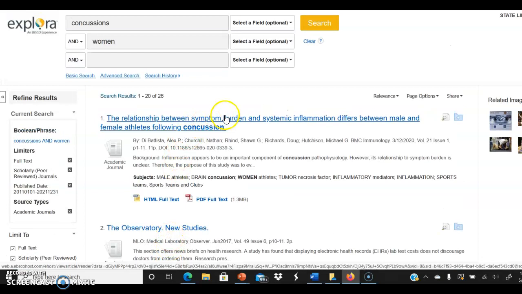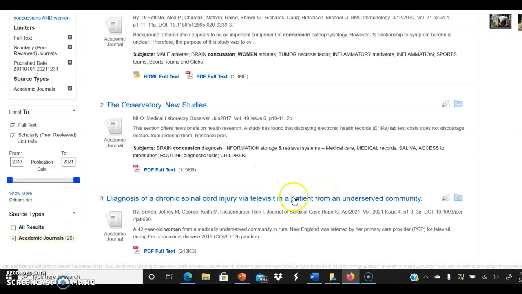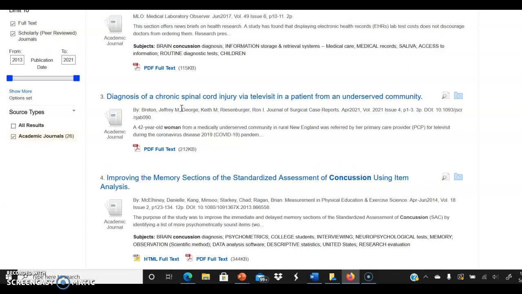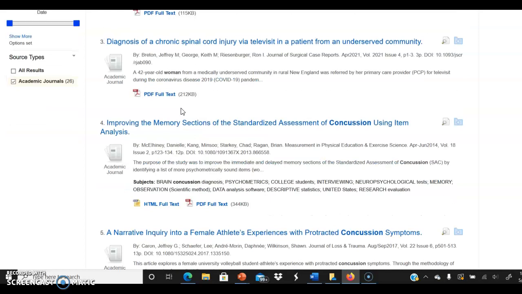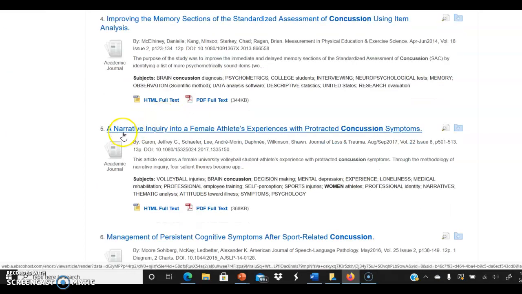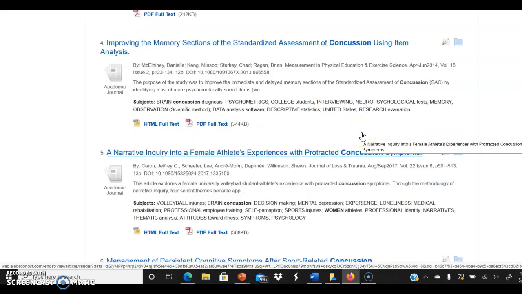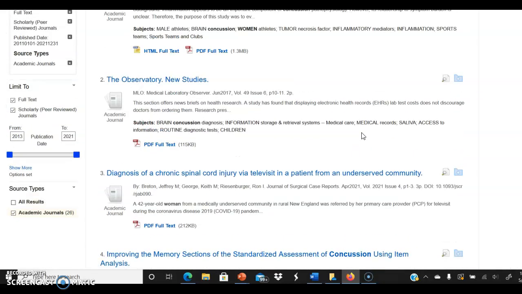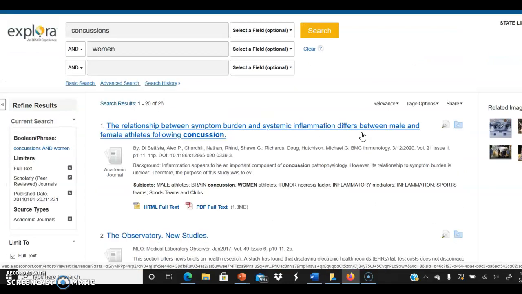The relationship between symptom burden and systemic inflammation differs between male and female athletes following concussion. That sounds very much like something that I need. The observatory new studies. Pretty broad. Oh, here it is. A narrative inquiry into a female athlete's experiences with protracted concussion symptoms. Very cool. So we already saw two articles that I can definitely use for my school assignment.